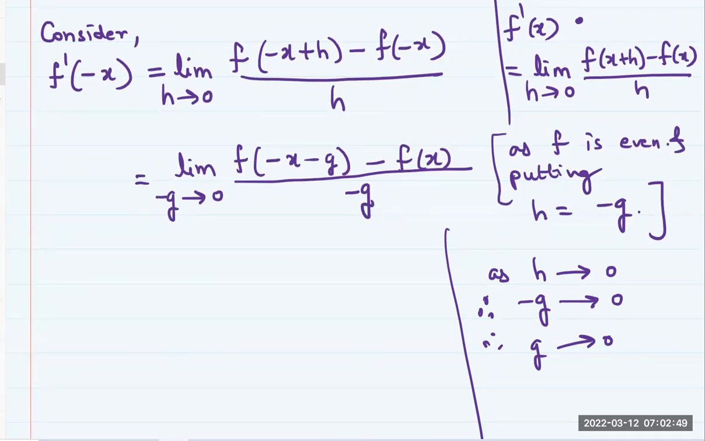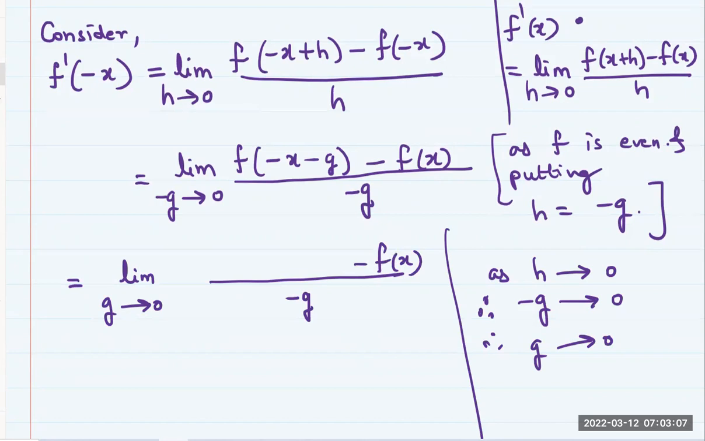So what I get here is, I'll just write limit g tends to 0. The denominator's minus g will remain minus g only. This you cannot change, the denominator. This is also minus f of x. This is also the same. Now here what I get is, this is f of minus of x plus g. I have taken the minus sign common.